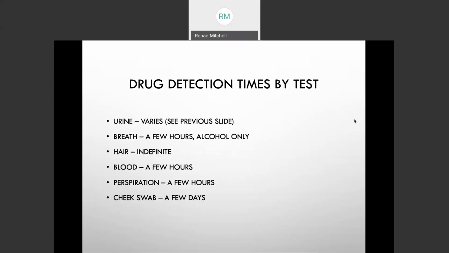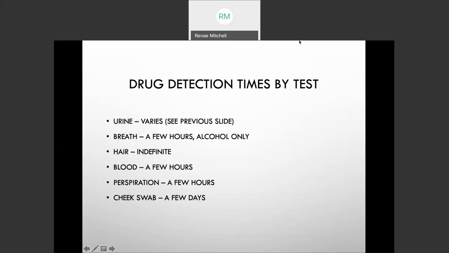And then going back to the different types of drug tests. So urine, we just discussed that it varies in terms of how long it takes to detect drugs. In the breath, alcohol can be detected for a few hours, but that's the only substance that can be detected that way.